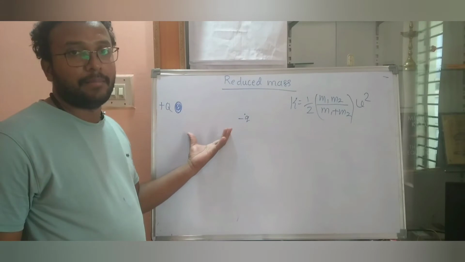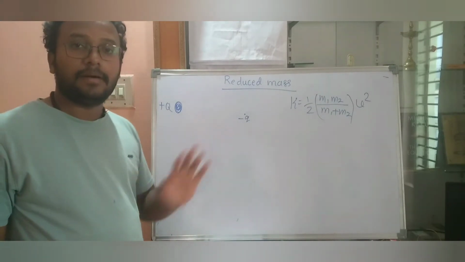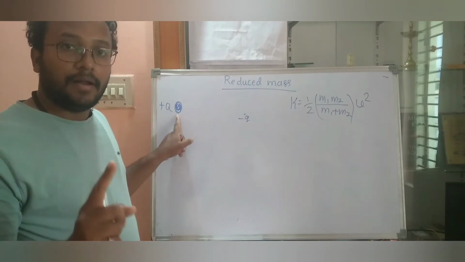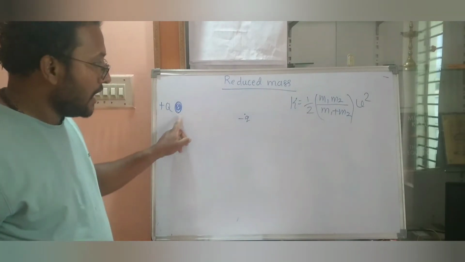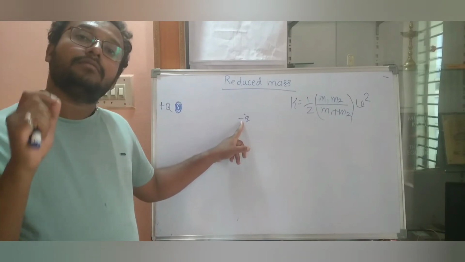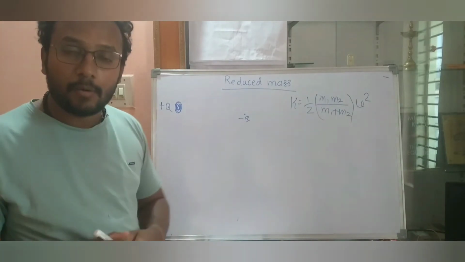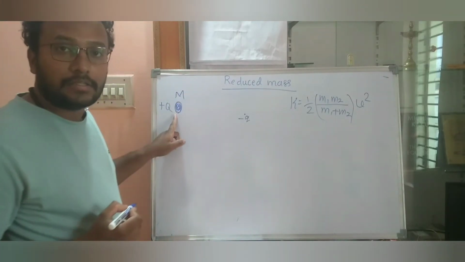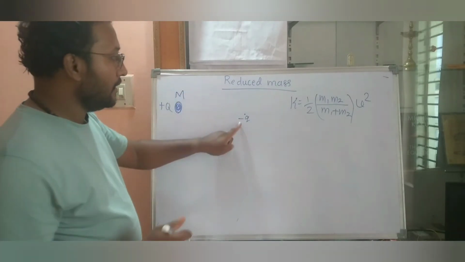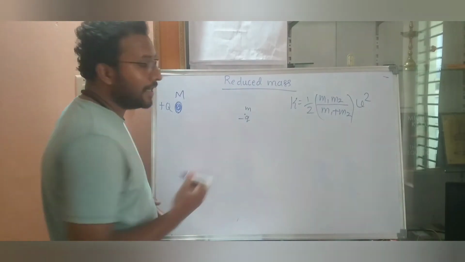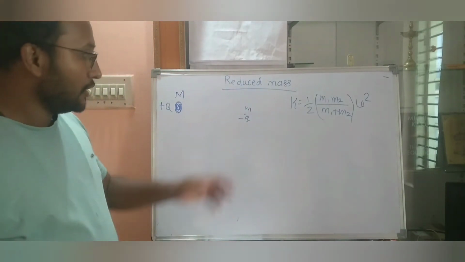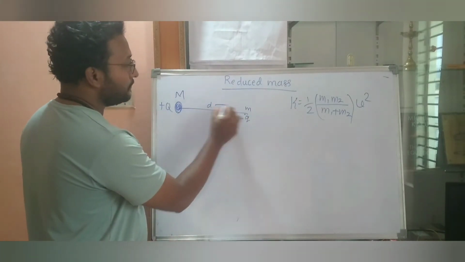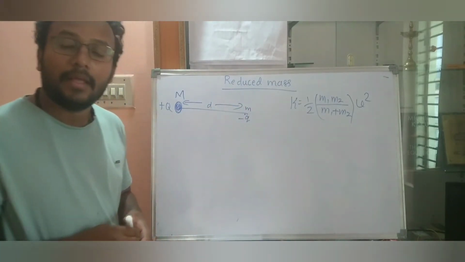Here in this example we have two charged particles. Assume that this one is a positively charged particle which is heavier, and this is a negatively charged particle which is very small in its mass. I'll call the mass of the positively charged particle capital M, and the mass of the negatively charged particle small m. Initially they are separated by a certain distance d.